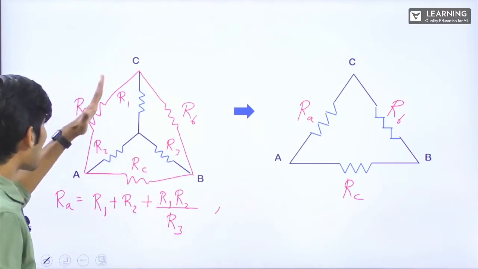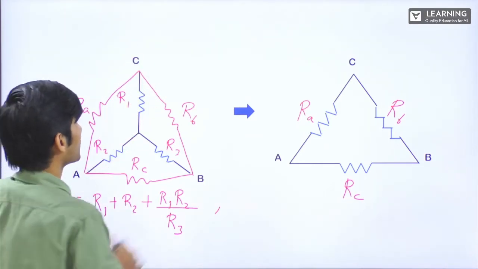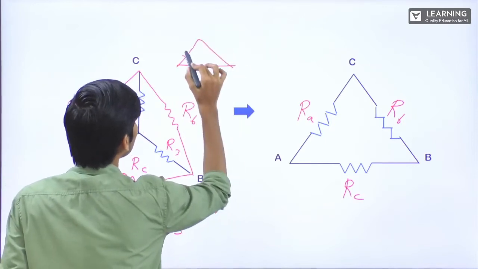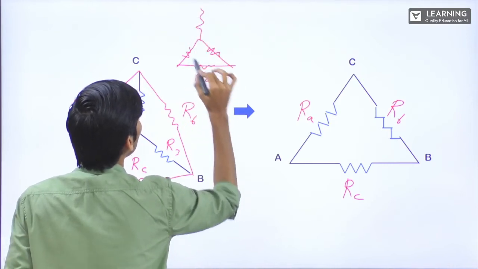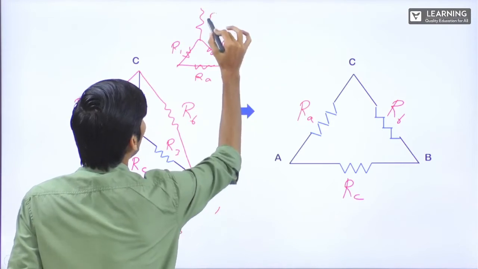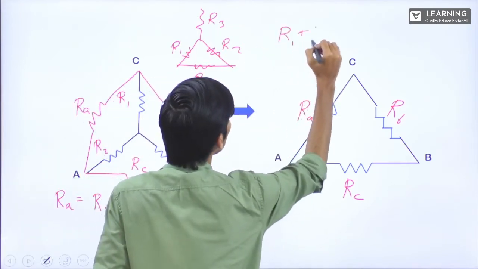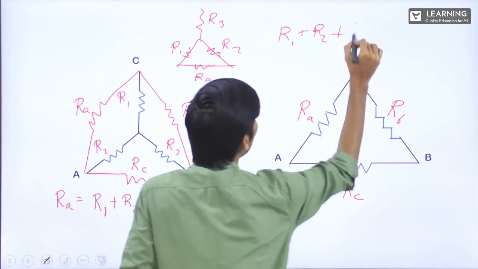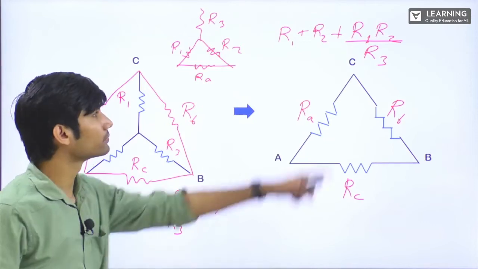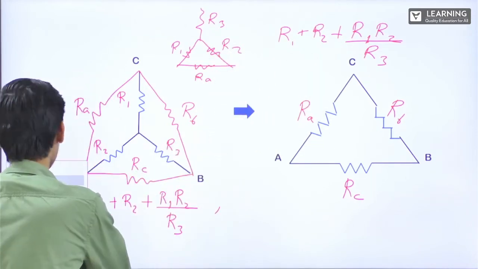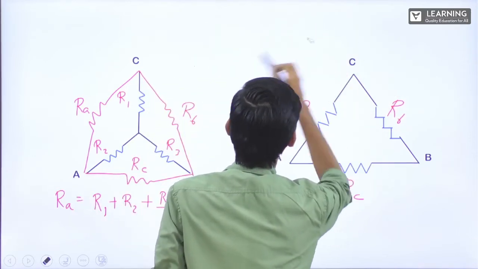Clear? See here, RA was there. First, what we did, the sum of these resistances on the cap of this RA. This is RA. This is like the cap, right? And this is the one which is at the front. So this RA we have to find out. This is R1, this is R2, this is R3. So sum of these two resistances which are at the cap, R1 plus R2, plus the product of R1, R2 divided by the third one, the one which is in the front. Fine. This is the formula. Remember it this way. There will be 3 terms.